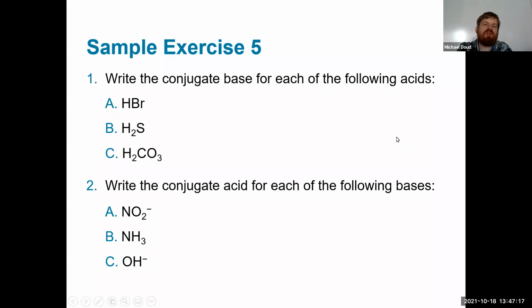Okay, so let's go ahead and give it a shot. Why don't you write the conjugate base for each of the following acids and a conjugate acid from each of the following bases. We have a list there: HBr, H2S, H2CO3, and then we have nitrite, ammonia, and hydroxide. So give it a shot. Try to come up with what the conjugate base would be for each of those acids and the conjugate acid from each of the bases. Let's go ahead and pause.